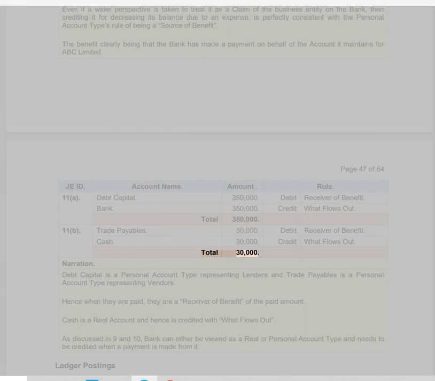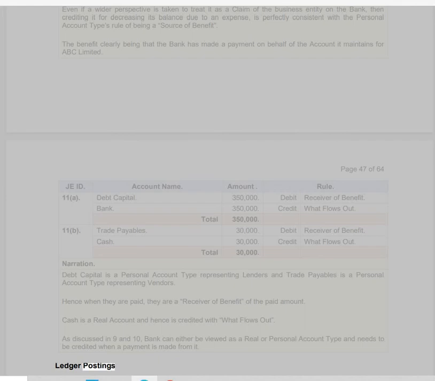Total 30,000. Narration. Debt capital is a personal account type representing lenders, and trade payables is a personal account type representing vendors. Hence, when they are paid, they are a receiver of benefit of the paid amount. Cash is a real account and hence is credited with what flows out. As discussed in 9 and 10, bank can either be viewed as a real or personal account type, and needs to be credited when a payment is made from it.